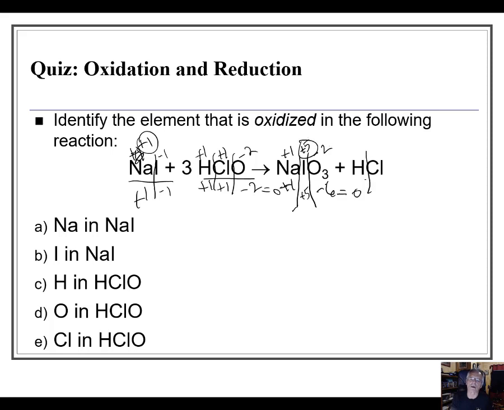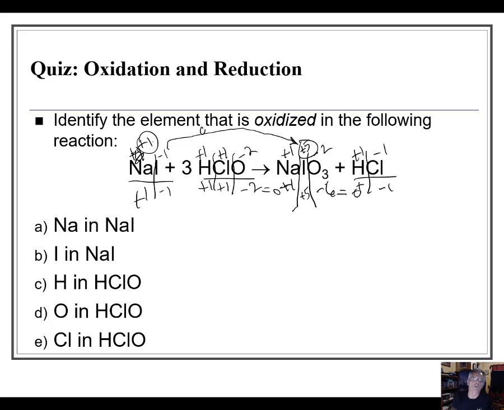Over here, everybody's going to get their charge. Chlorine is in group 7, it's most electronegative, gets its charge of -1. Hydrogen, of course, is going to be a +1 in this particular compound. So let's take a look. This one's not so easy to see. Nothing's happening to sodium. It stays a +1. Iodine, on the other hand, is going from -1 to +5.